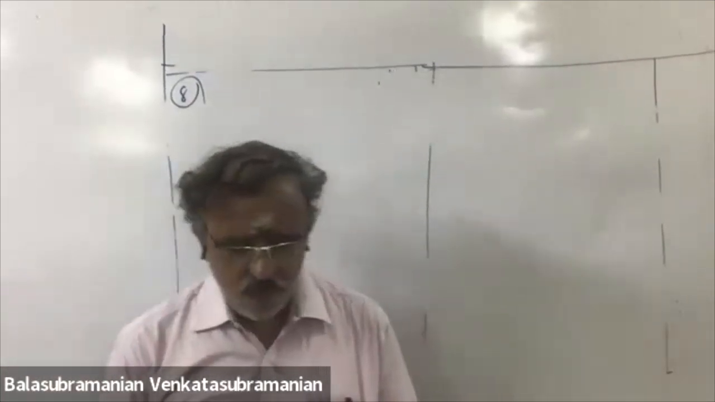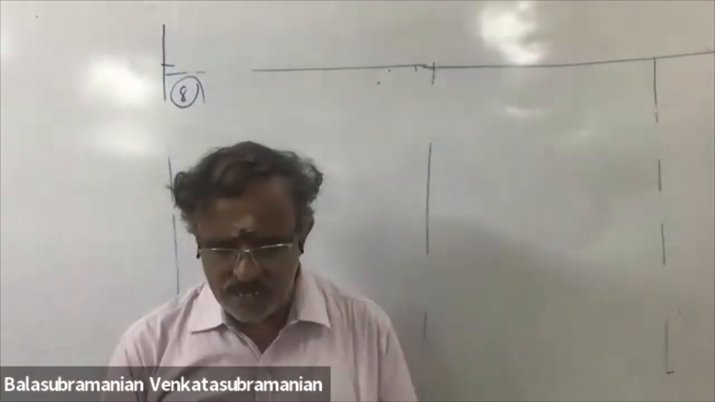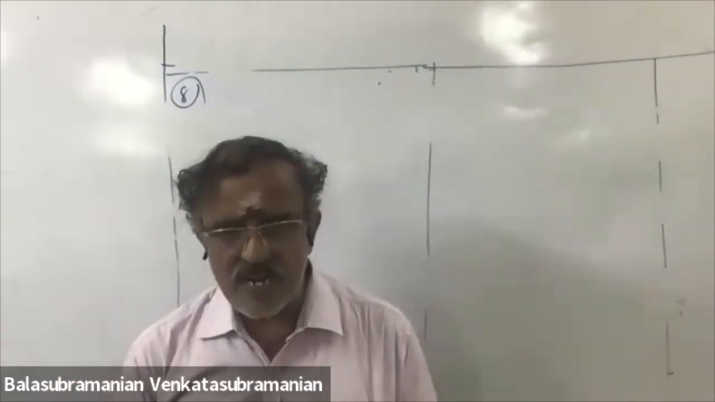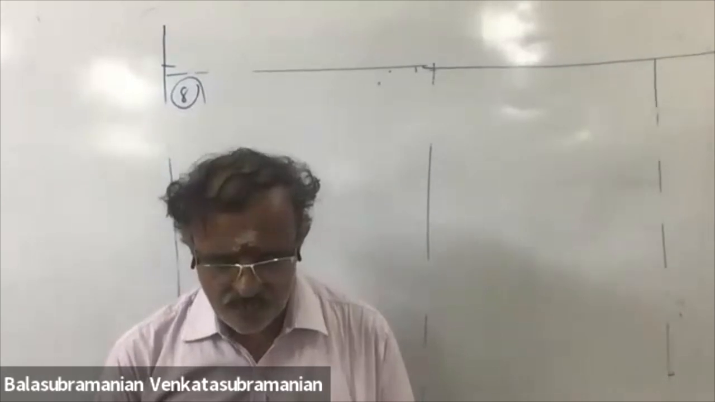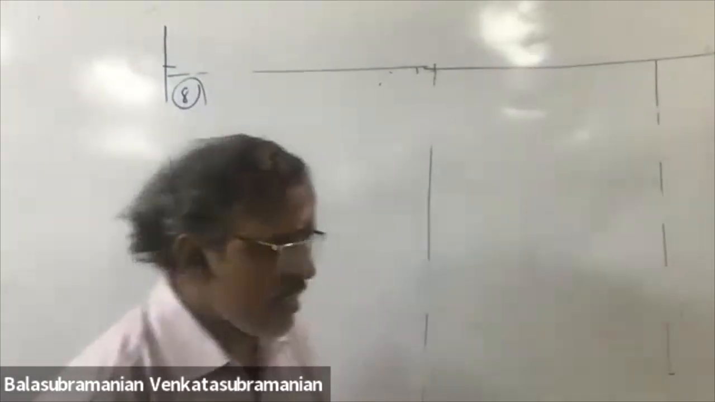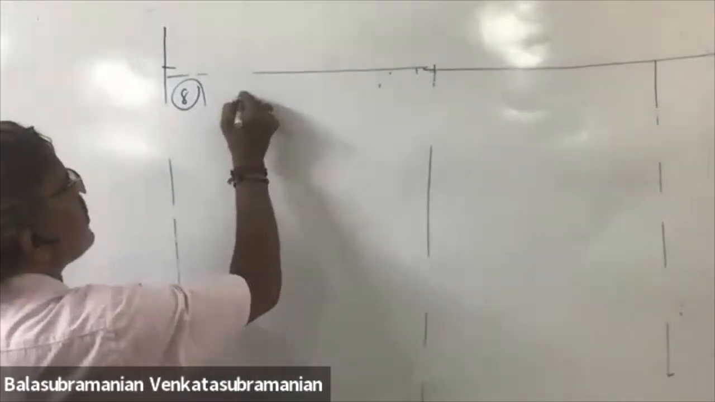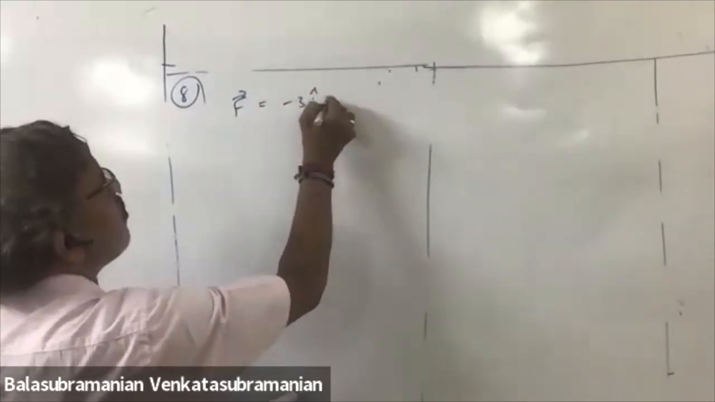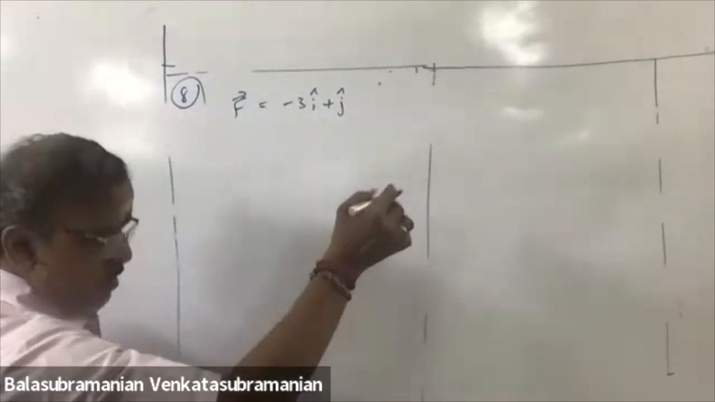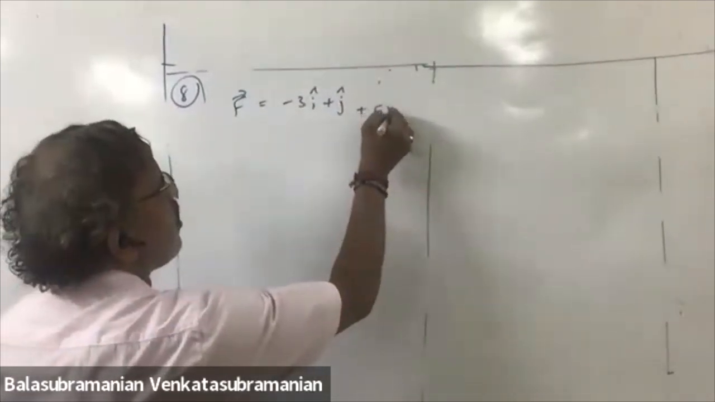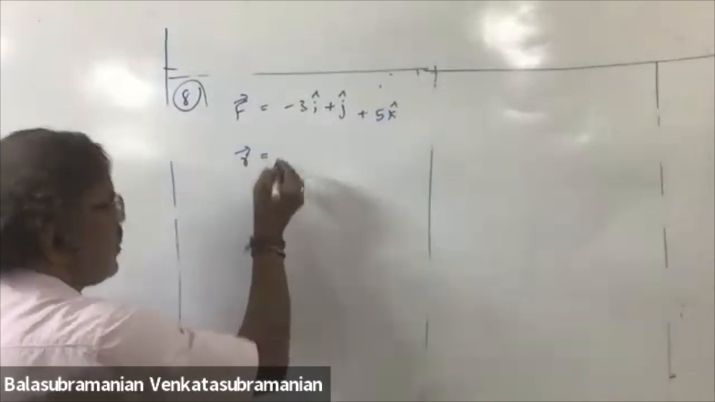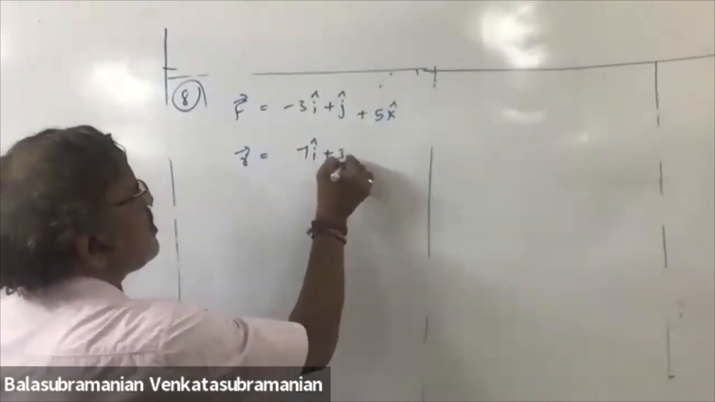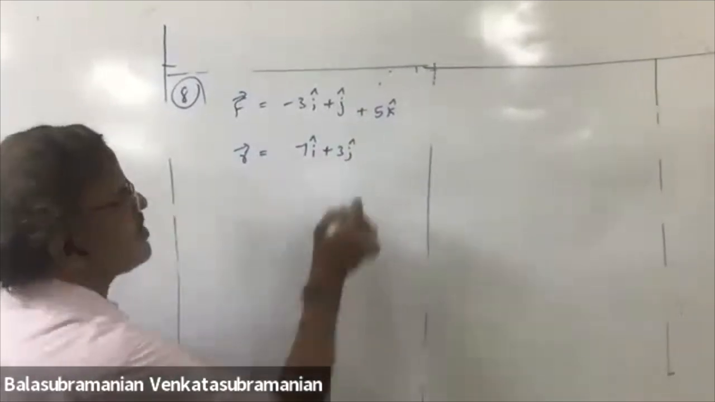Find the torque of a force. F is equal to minus 3i plus j plus 5k. R is 7i plus 3j plus k. Calculate the torque. F is minus 3i plus j plus 5k. R value is 7i plus 3j plus k.